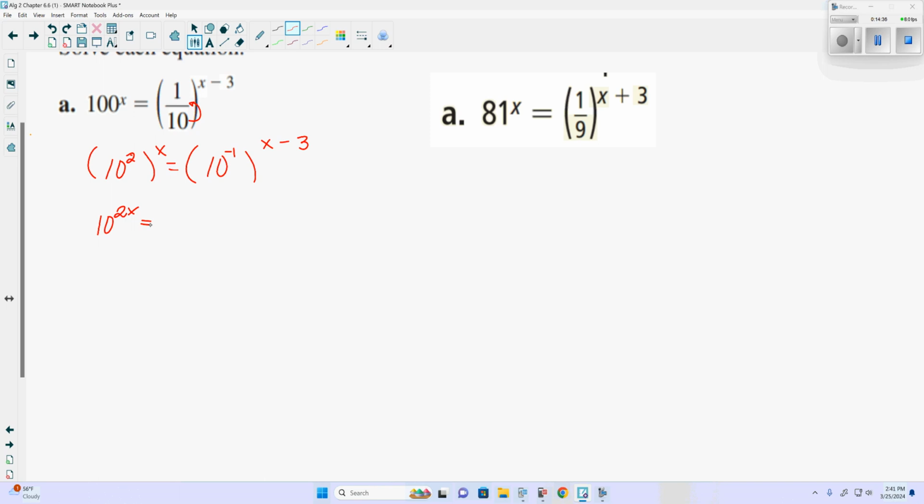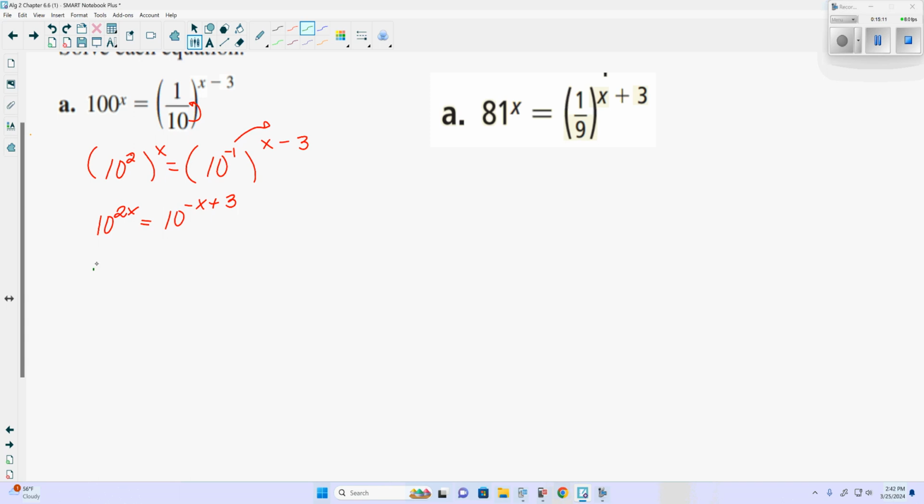On our other side, we'd still have 10 as our base, but our negative 1 and x minus 3 would multiply out. So we have negative 1 times x, which would be negative x, and our negative 1 times negative 3 would be plus 3. So we'd have 10 to the 2x is equal to 10 to the negative x plus 3. Questions on how we got to this here? We good with this here so far?